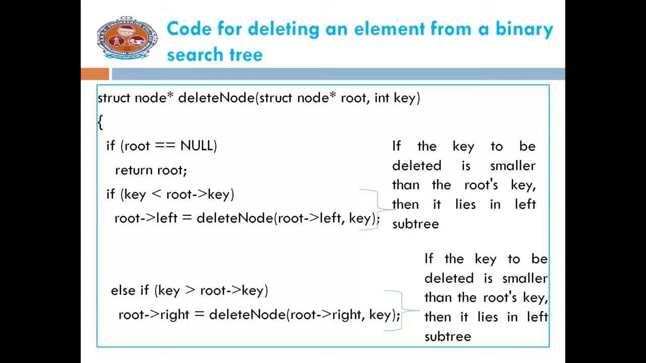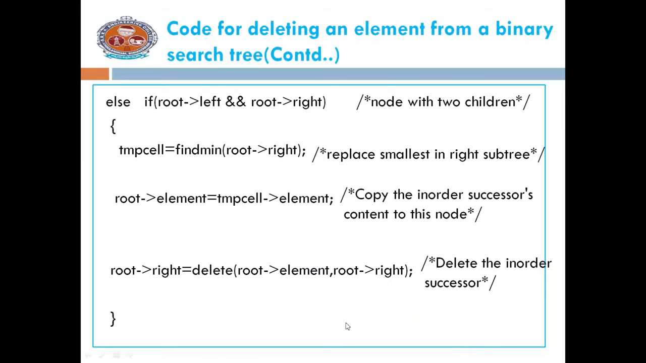So this is the code for deleting a node in a binary search tree. If root value is null, there is nothing to delete. So if your key is less than root arrow of data, that means the value to be deleted is less than root arrow of data, we have to traverse towards left. So root arrow of left equals to delete node of root of left comma key. And if the element to be deleted is greater than root arrow of data, we have to traverse towards right. Root arrow of right equals to delete node of root arrow of right comma key.